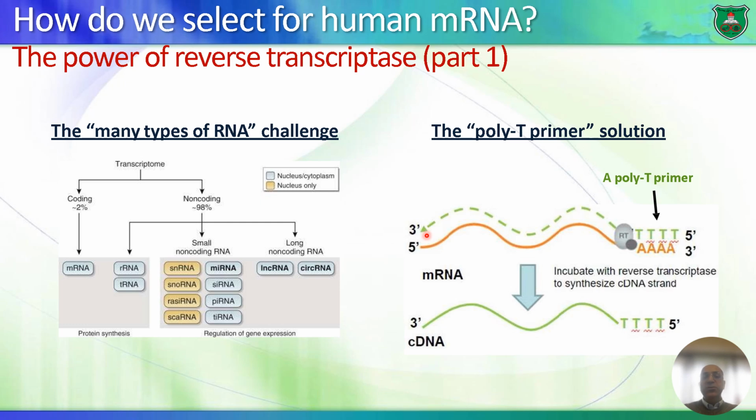And that's the solution. This is how we can selectively use messenger RNA, but not all of the other RNA molecules: we use the poly T primer for reverse transcriptase to synthesize the first DNA strand. And that's the solution.